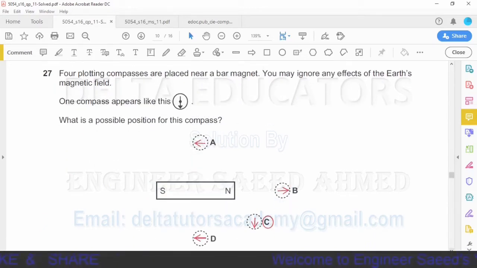Question number 27. Four plotting compasses are placed near a bar magnet. You may ignore any effects of the Earth's magnetic field. One compass appears like this in the downward direction. What is the possible position for this compass? Okay, here we have a bar magnet. Here it is the North Pole and South Pole of the bar magnet. Here we have four compasses A, B, C and D. And it is asked, out of these four compasses, where will the direction be as shown here.